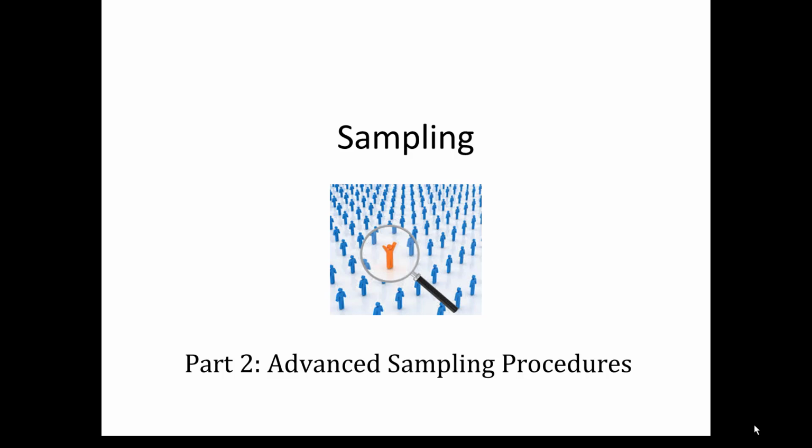In the last module, we looked at some basic sampling procedures and their limitations. In this module, we focus on two advanced sampling procedures, stratified sampling and cluster sampling, that can overcome these limitations and are more applicable in real-world settings.